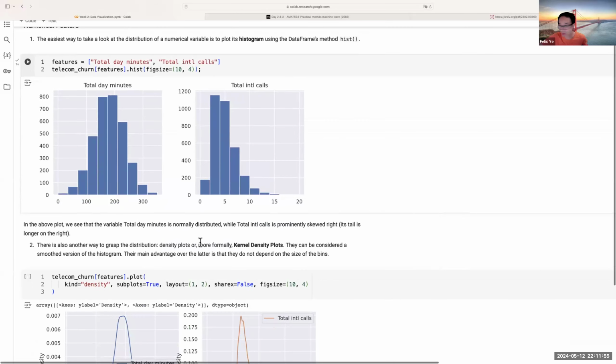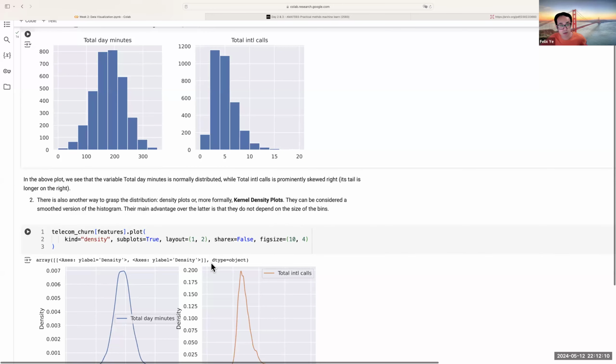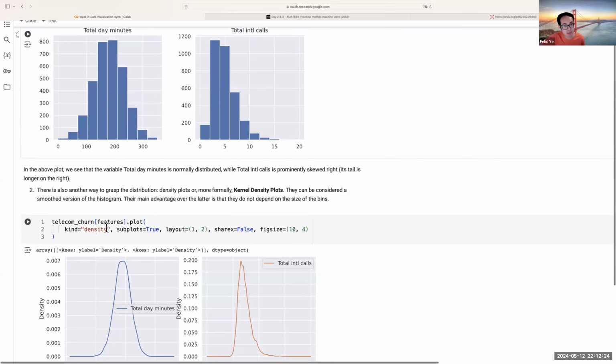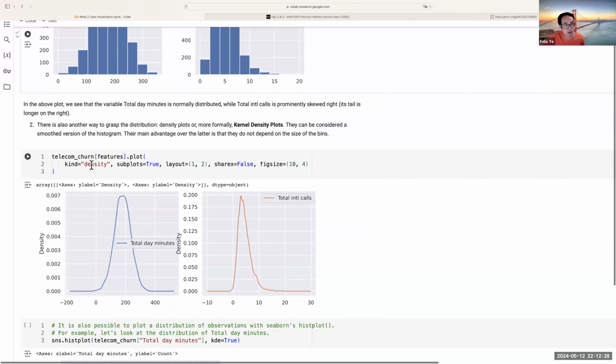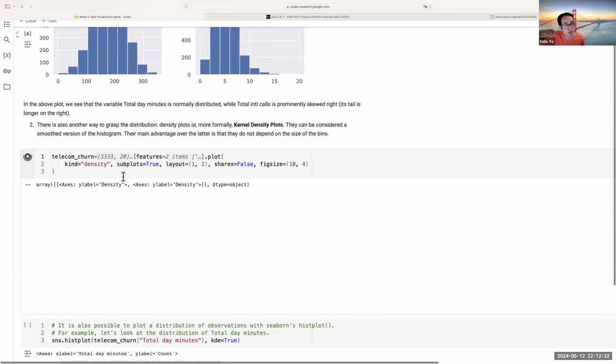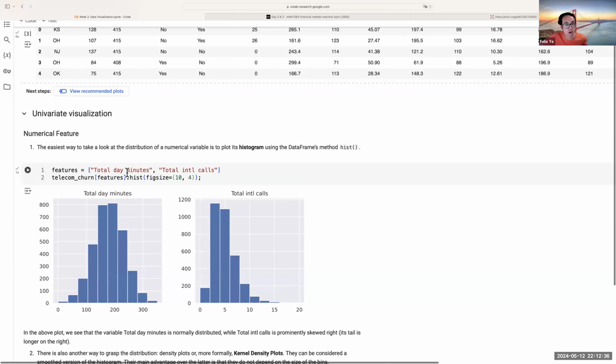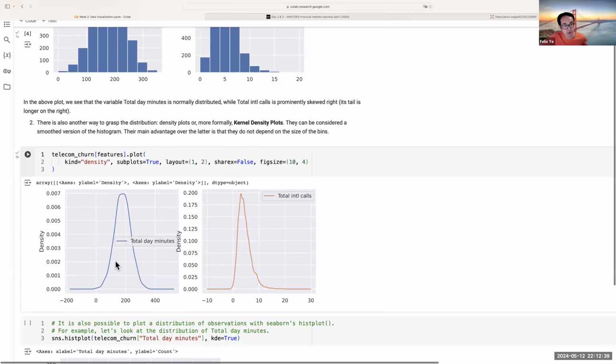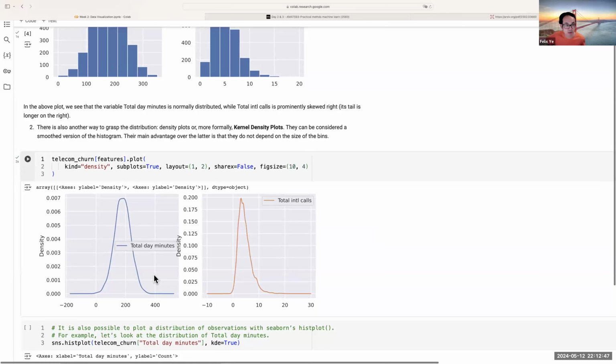There's another way you can do this, which is popularly used a lot, called a density plot, or kernel density plot. You can think of it as a smoother version of a histogram. The advantage of using kernel density is that it doesn't depend on the size of the bins. It's more like a density curve. So instead of plotting the histogram, you can plot the density. You have a subplot layout of 1 by 2, and then you can plot it very nicely. Again, we're using seaborn here to do any kind of plot. You can see quite clearly that these have very nice Gaussian distributions.